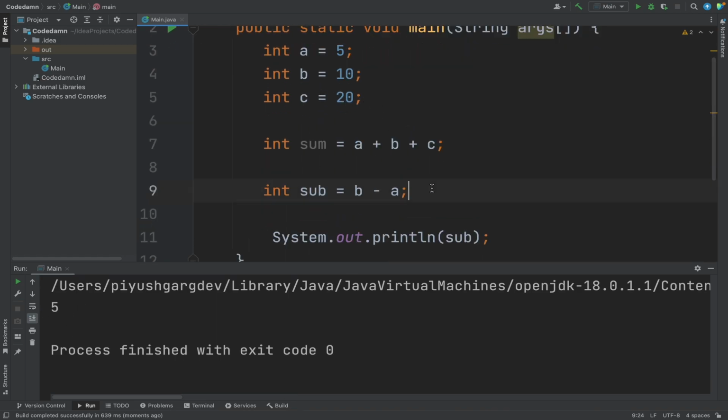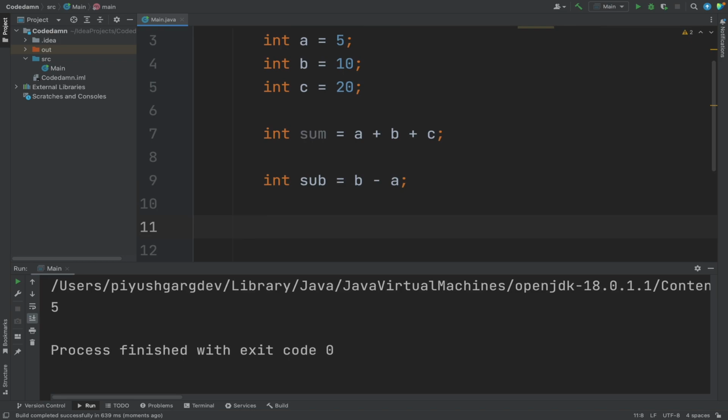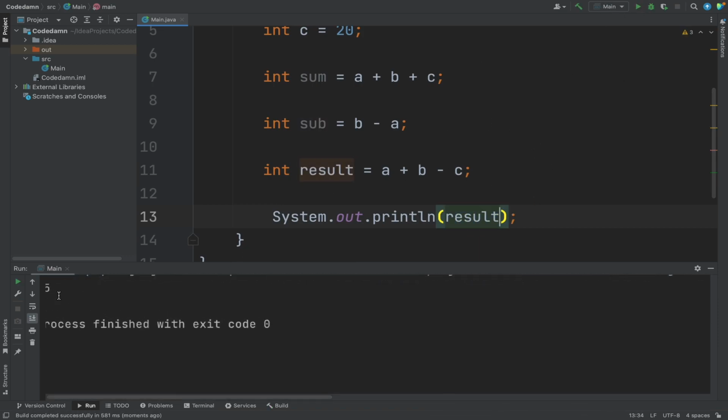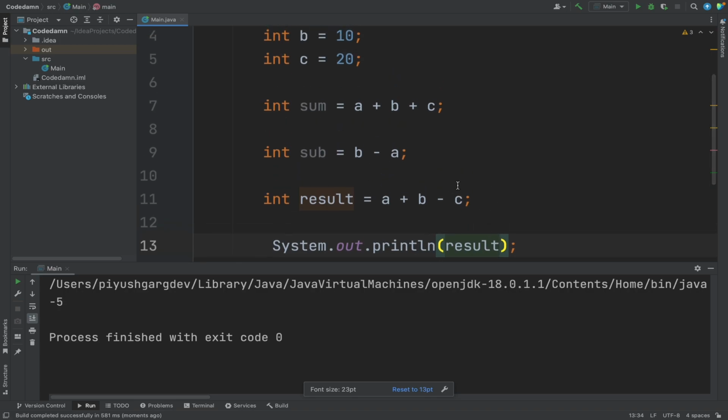Now you can even basically combine these operators. Okay, like I can say int result equals, I can even say a plus b minus c. So this thing is also completely valid. Like I can have hybrid operations, like I can have plus and minus in one expression. So this is a completely valid operation. Now let's try to print the result. And as you can see, we are getting -5 because the value of c was 20, so it exceeds a plus b, and that's why we are getting the result to be -5.